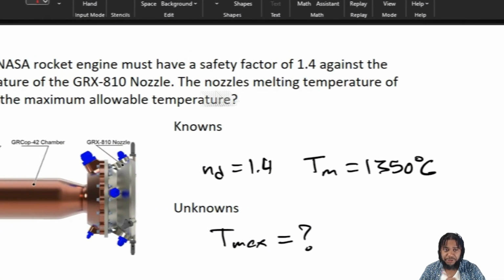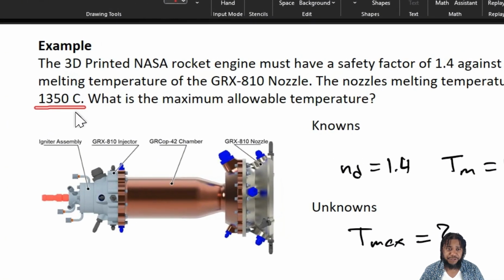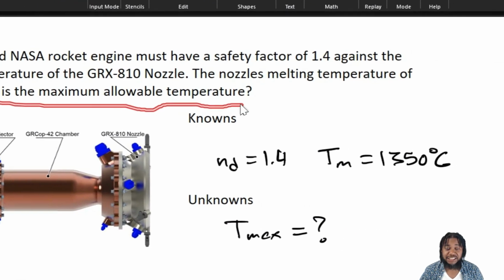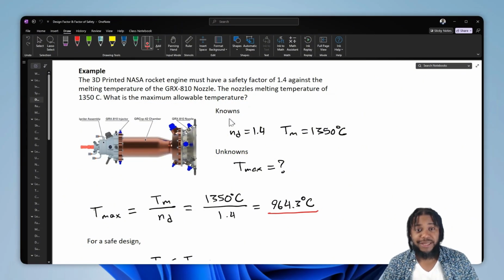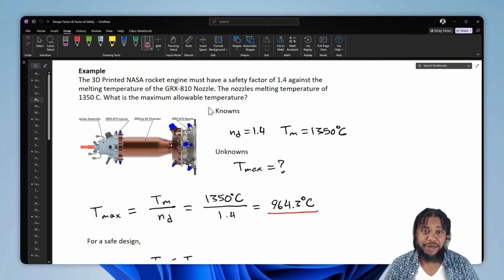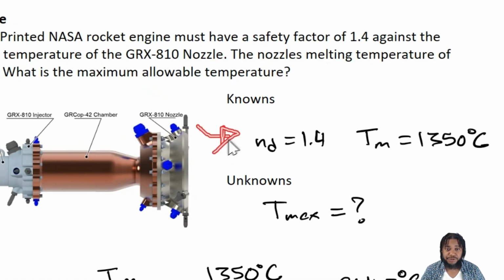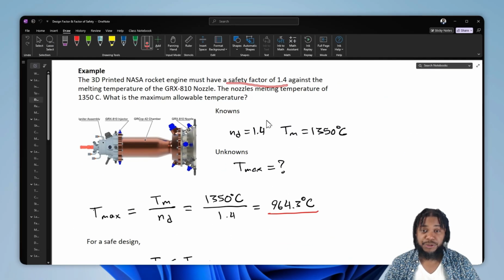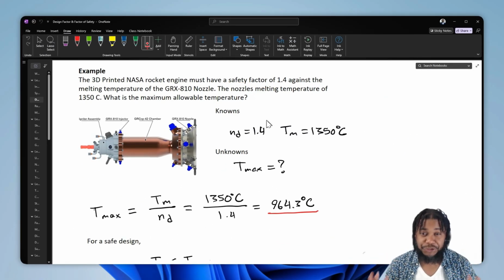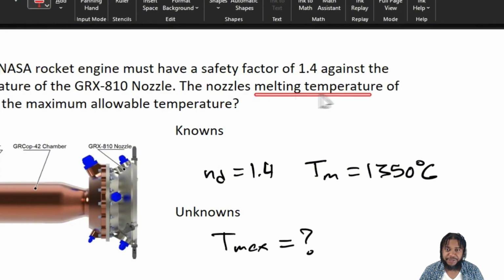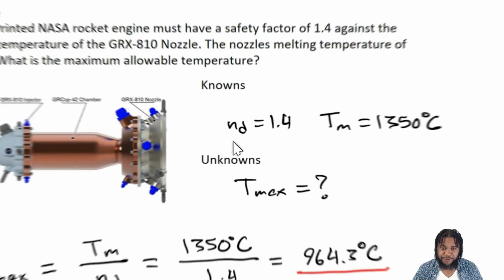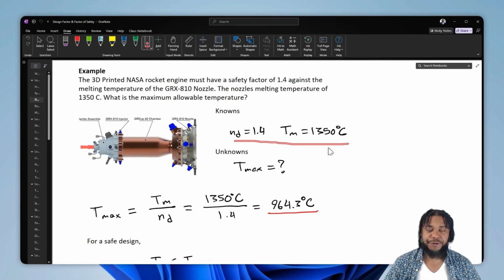Now, the nozzle's melting temperature is 1350 degrees Celsius. What is the maximum allowable temperature? So let's set this up. Let's set up how we're going to solve this problem. First, let's identify our knowns. We are given our safety factor, which is 1.4. So we need to be safe by 140% of the material property. We're also given the material property, the melting temperature, which is 1350 degrees C. So we collect those together, and those are the things that we know.